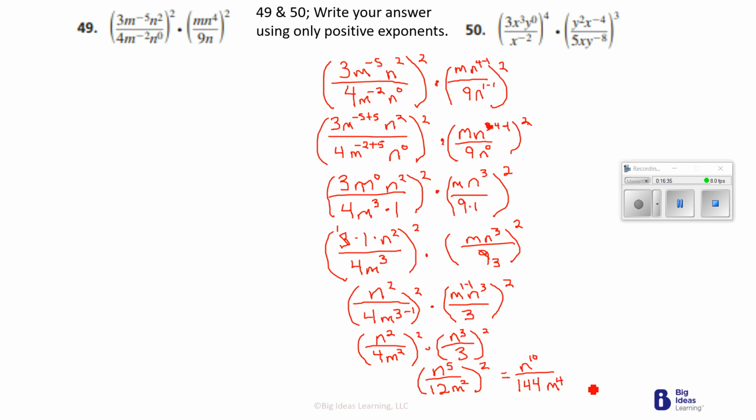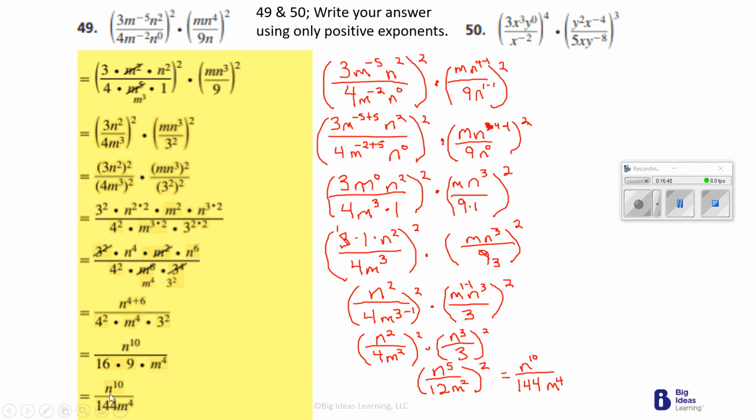I should get n to the 10th power over 144 times m to the 4th power. I hope I'm right. That's an awful lot of area to make a mistake on. Forgive me if I'm wrong. Hey, n to the 10th power over 144 m to the 4th power. It's a miracle. Okay, they look like they went a slightly different route here.